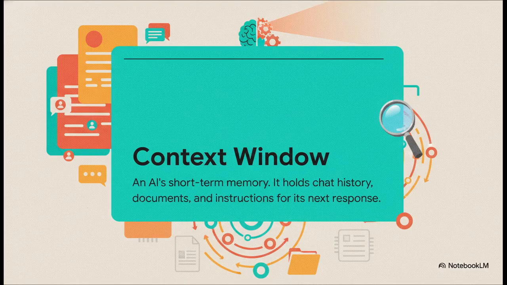Well, the answer really lies in something called the context window. The easiest way to think about this is like the AI's short-term memory. It holds everything the model needs to think about for its next answer. Your chat history, any documents you've uploaded, your instructions. The bigger this memory, the smarter the AI feels. But it's this exact memory that creates a huge bottleneck on our personal computers.